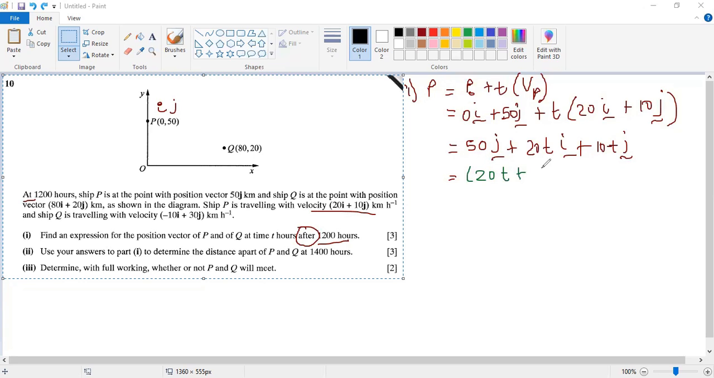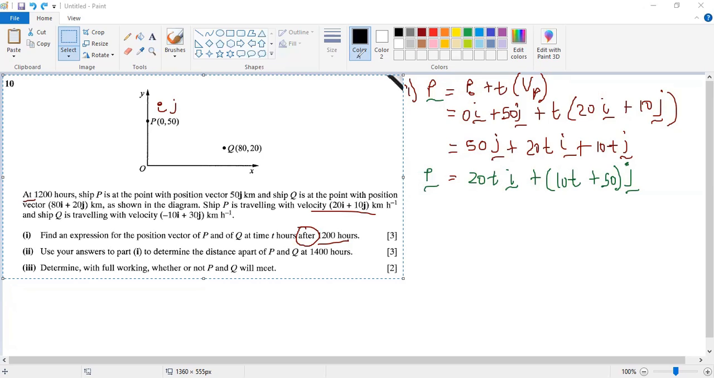So there we have it. There is only one i term, 20ti, and the other two are combined. 20t in the i direction plus 10t plus 50 in the j direction. So this is the position vector of P. Okay, P vector like that. This is the answer.